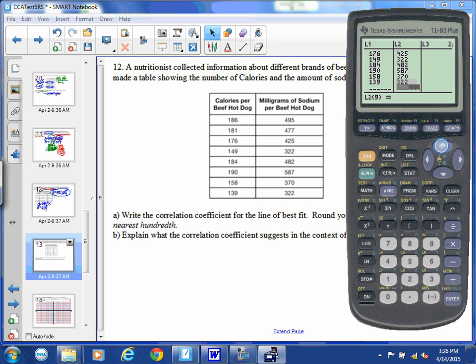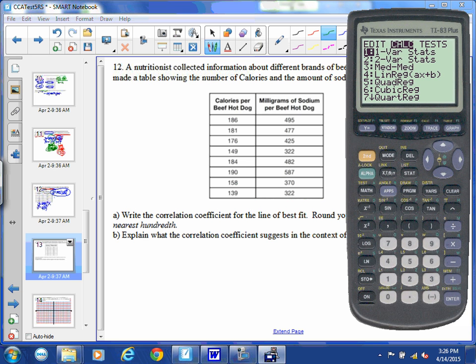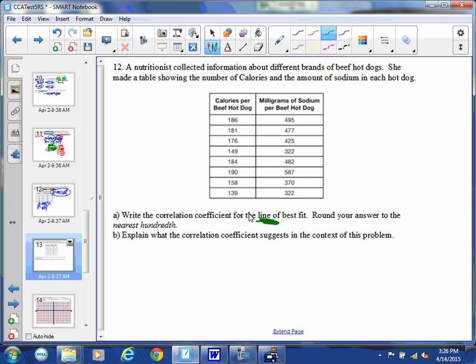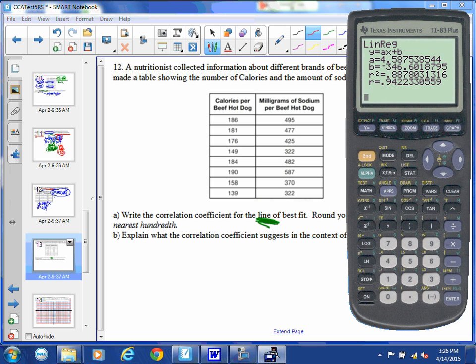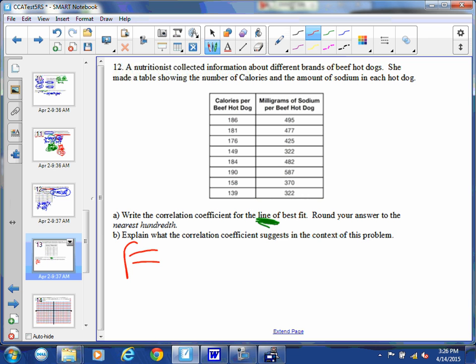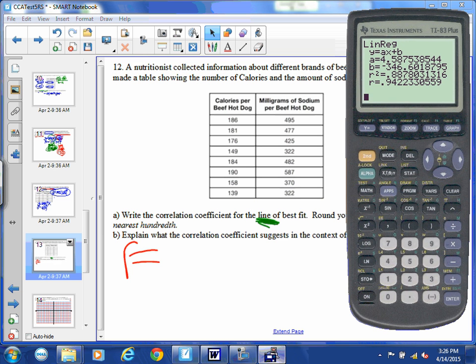Okay, I'm back. Now that everything's typed in, I go to stat. I go to calc. Now, it says line of best fit. If it's a line of best fit, then it must be a linear regression, option 4. Now it's asking for the correlation coefficient. You need to know that the correlation coefficient is R. R is the correlation coefficient. R to the nearest hundredth is 0.94.